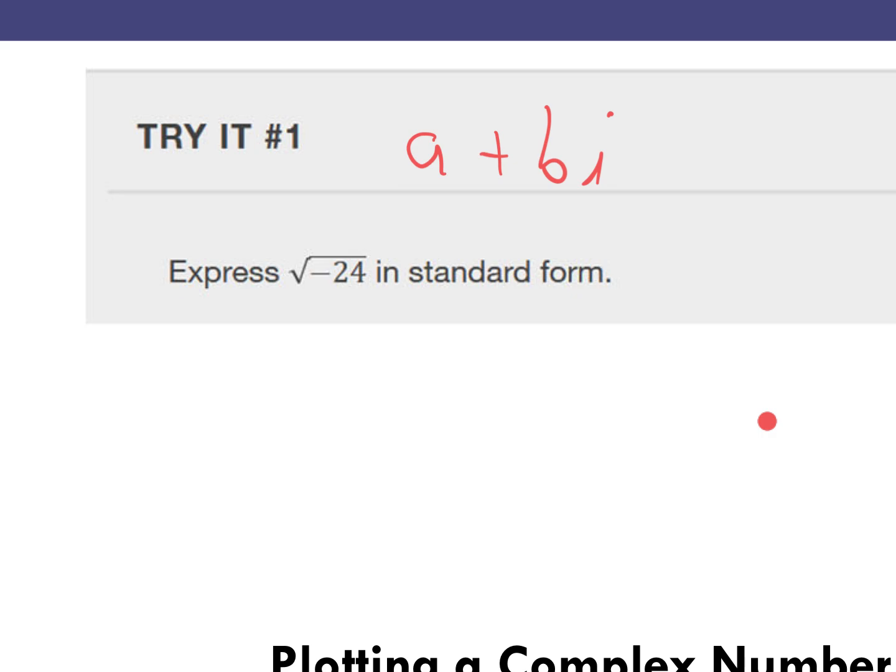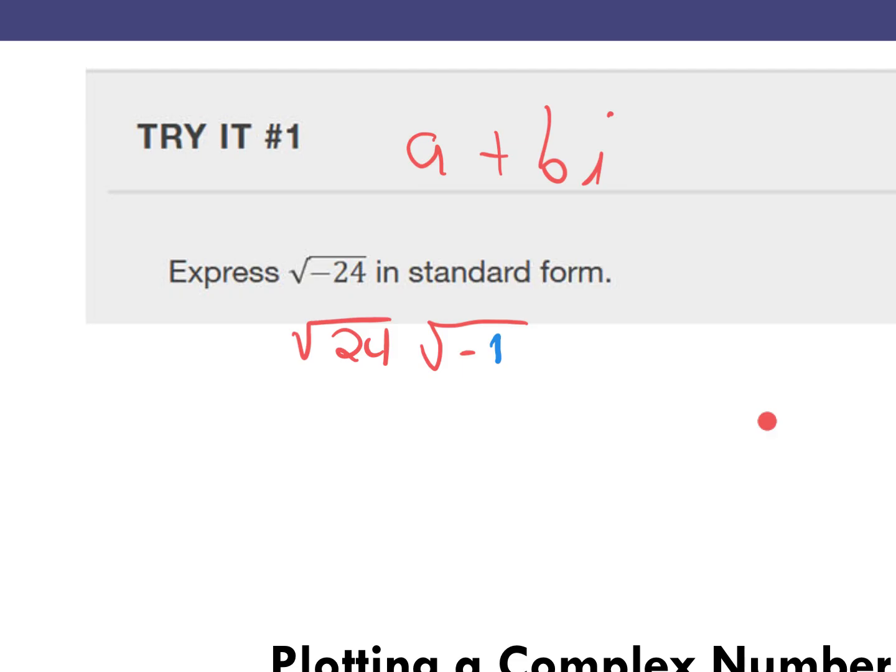As I told you, take out the square root of 24. Pull that out. You're left with a negative inside the square root. But that can't be by itself, so that's a negative 1 inside the square root. Now, square root of 24 is going to be between 4 and 5.